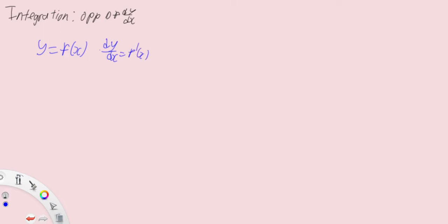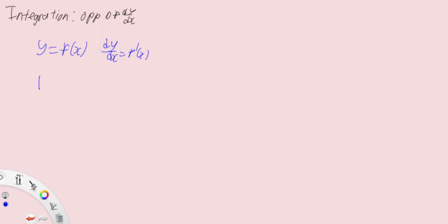Hey everyone, now that you've conquered differentiation, good for you on that, it's time to move on to the opposite of differentiation, integration. So what do I mean by the opposite of differentiation? Well, let's just use a very basic example. We've learned that if I have a function y equals f(x), the derivative would be f prime x, right? So the opposite being that in differentiation, we have the derivative from the original function. In integration, we will have the original function from the derivative.